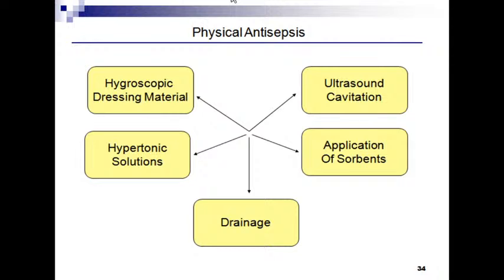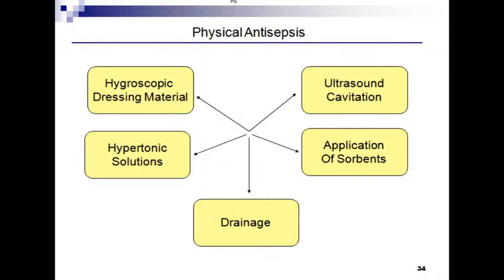Second type of antisepsis, physical antisepsis. We can use some physical factors that help to kill bacteria directly. They can kill bacteria, eliminate bacteria directly, or we can create conditions postoperatively for spontaneous elimination of bacteria.